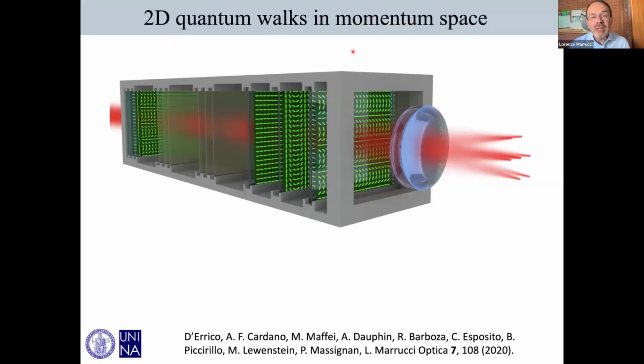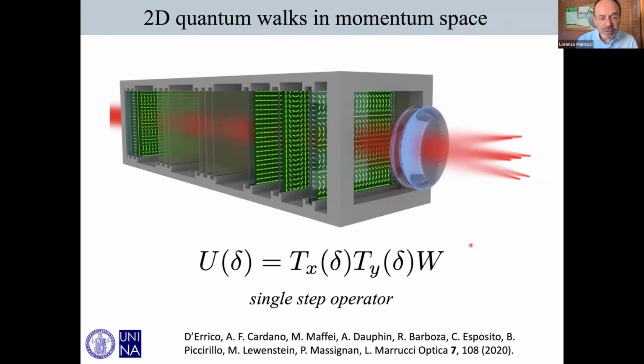2D quantum walk that occurs, let's say, entirely in momentum space for light. And this was demonstrated by us in 2020 for the first time. We also demonstrated that it could mimic a topological system with certain topological behavior. You find the details in the paper.